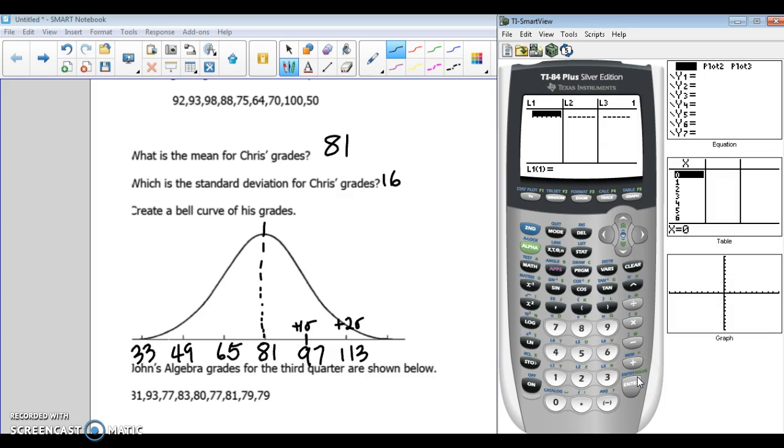Okay. If you need to pause the video, if you need to rewind the video to see all these calculator functions, please do that. It is really important that you understand how to do it. Okay. So let's take a look at the next one. This time, let's grade John's algebra grade for third quarter. Okay. So this was 81 actually.